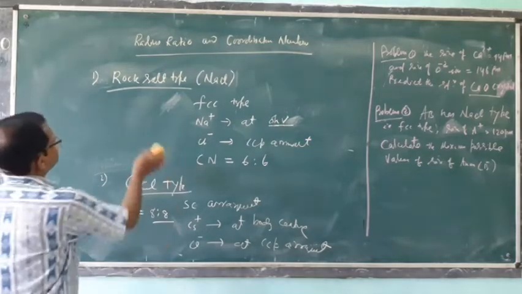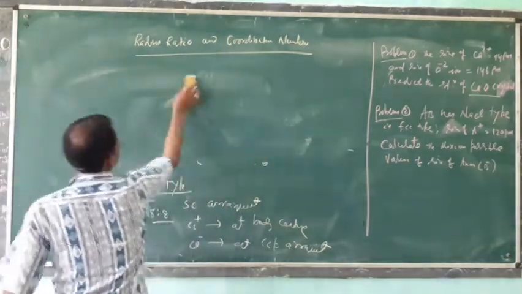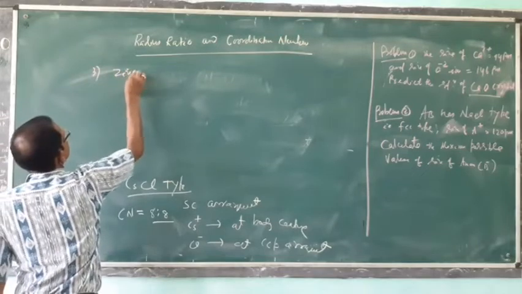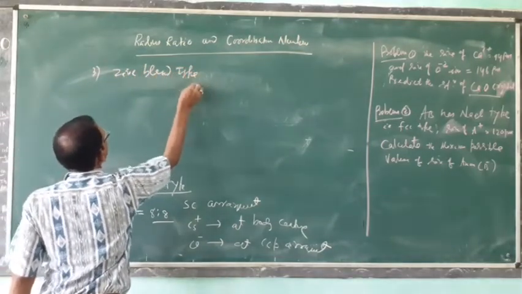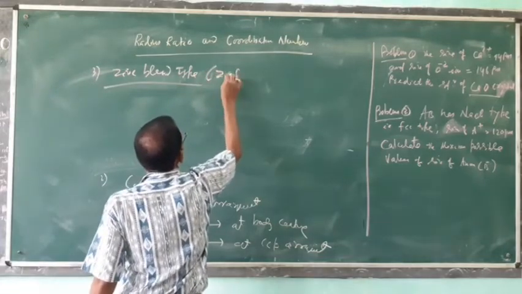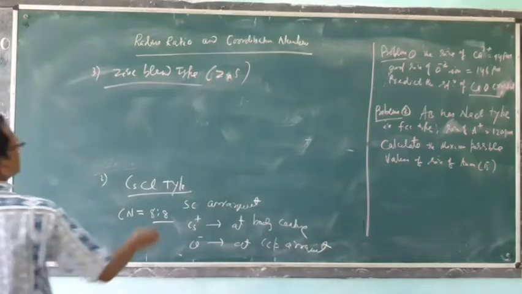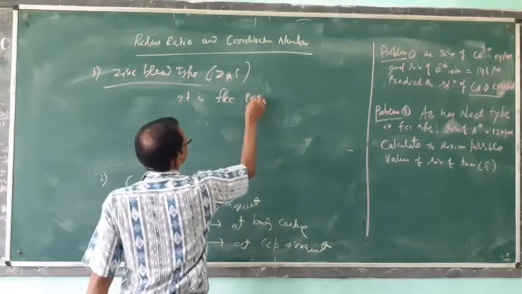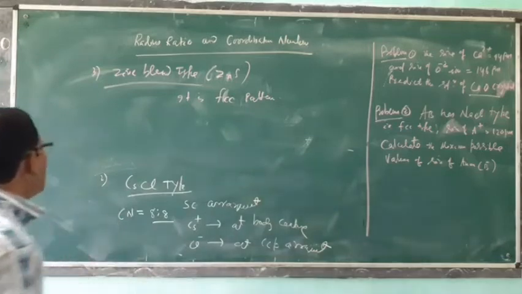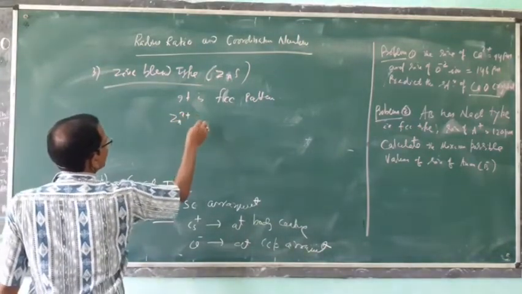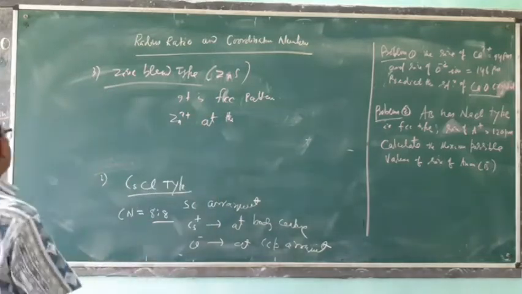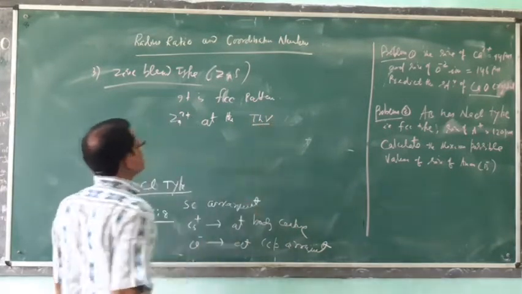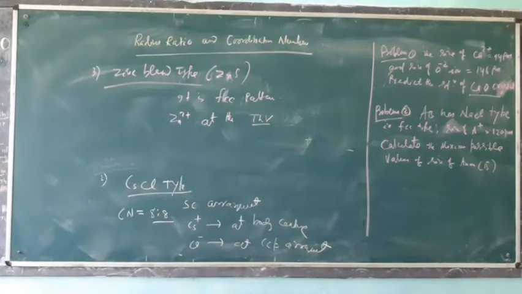Next one is zinc blende type. Zinc blende means ZnS. In ZnS, it is FCC pattern arrangement and Zn2 plus occupies the tetrahedral holes. Zn2 plus remains at the tetrahedral holes. You have to remember this thing.